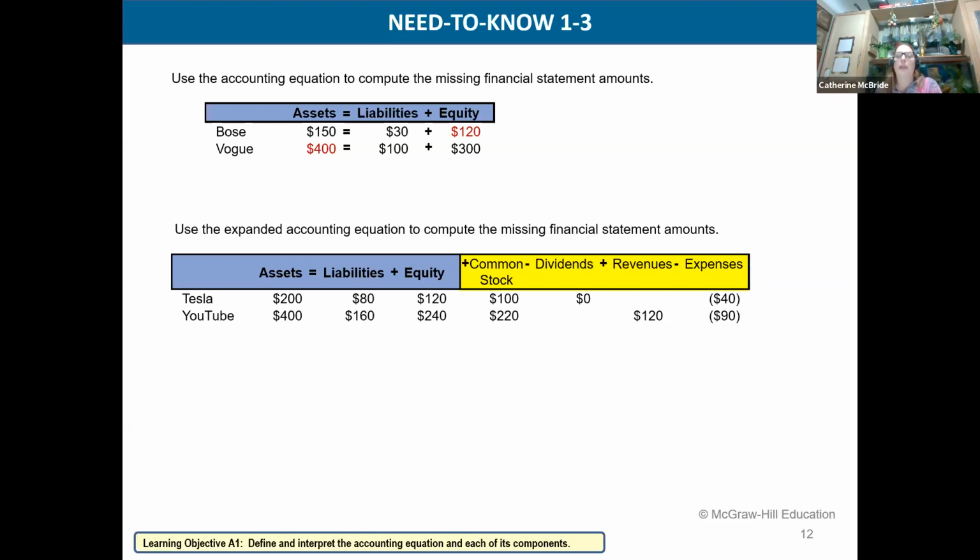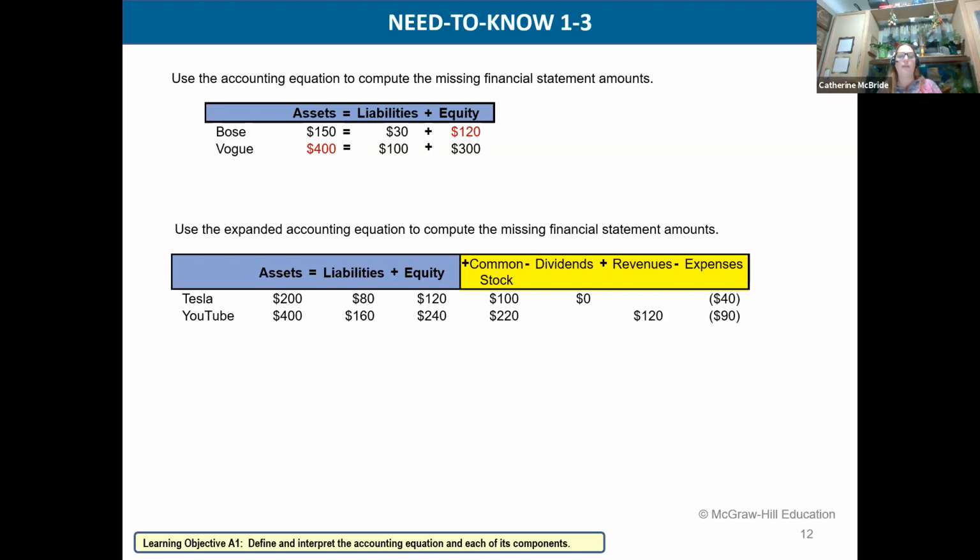All right, let's look at the bottom one. Let's look at the expanded accounting equation. Now, this gets a little bit trickier because the assets still need to equal the liabilities plus the equity. But now we have to figure out what to do with the equity. So if we look at Tesla, I'm getting my calculator here because a calculator is going to be really handy. You should absolutely be having your calculator out when you're doing the schoolwork.